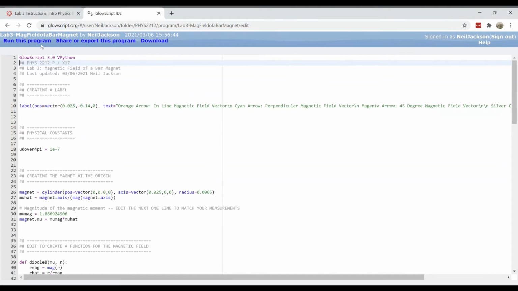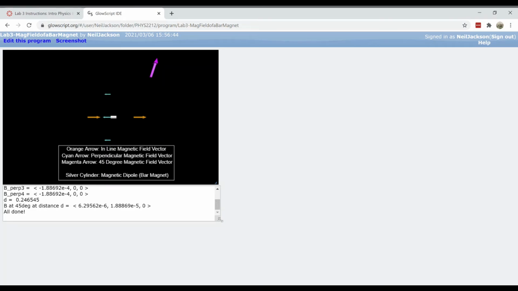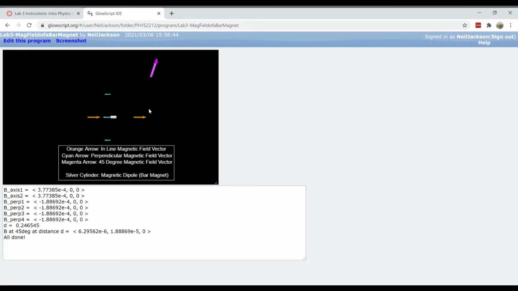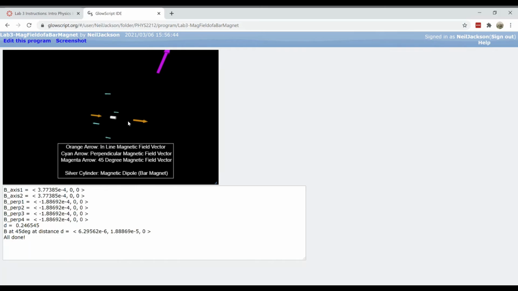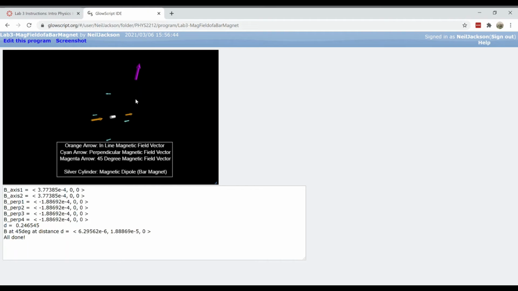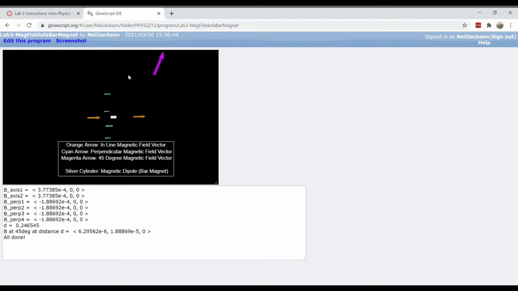And here is a run of my GlowScript. As you can see, I have labeled all my arrows and everything, and then we have a great view of my magnet in the center, as well as the 4 perpendicular axis magnetic field vectors, the 2 orange inline ones, and then this big magenta one up here, which represents the off-axis by 45 degrees magnetic field vector.